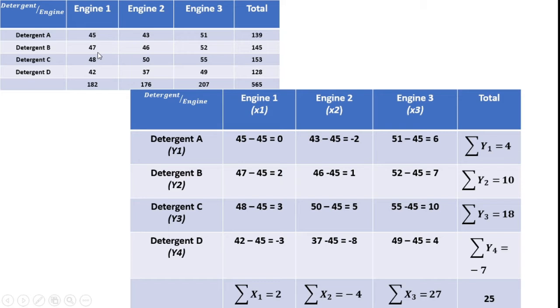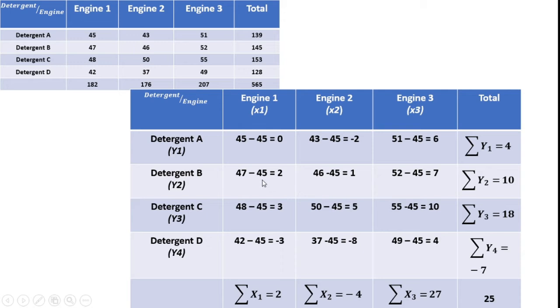This is the given problem, 45 to 49, and the total value is also available. Here, how do I convert the table into coded form? I choose 45 as the first row value. From that, I subtract all the other values. 45 minus 45 is equal to 0. Then 47 minus 45 is equal to 2. And then 48 minus 45 is equal to 3. Likewise, I subtract all the values. And also, I get the total value, 0 minus 2 plus 6 is equal to 4. So according to the column detergent A, I got the total value 4.